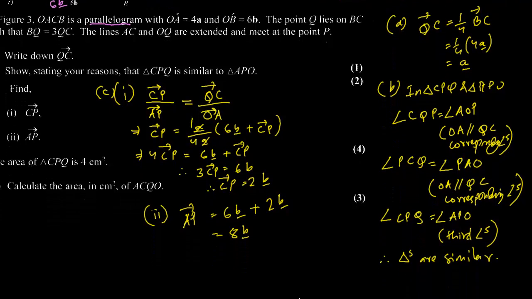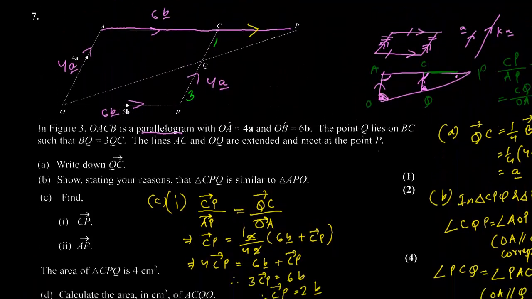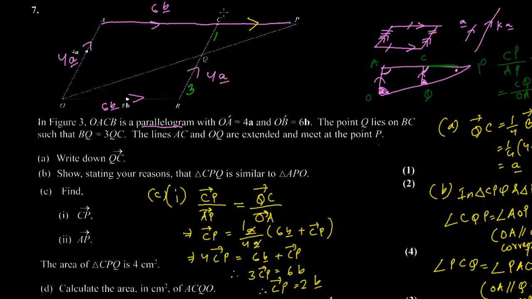Now we have another question of similarity, similar areas. So question number D is about similar areas. So we have triangle CPQ. If you take a look here, we have triangle CPQ, this triangle. Let me call this triangle A1. And this entire triangle is triangle A2. So we can write triangle A1 divided by triangle A2 is side 1 by side 2 whole squared.